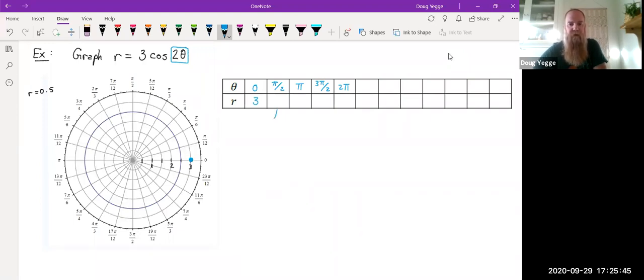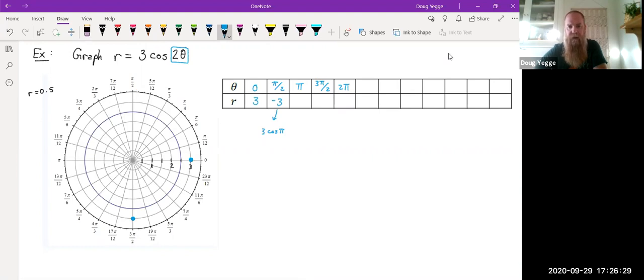Now let's plug in pi over 2. Keep in mind, I'm taking pi over 2 and first multiplying it by 2, which gives me pi. Now I'm finding cosine of pi and multiplying that by 3. Cosine of pi is -1. So multiply that by 3 and we get -3. So what does that mean? That means if we were to walk, start by pointing in the direction of pi over 2, we're going to walk backwards 3 units, which means we're actually going to be down here. So therefore, this is the point -3, pi over 2.